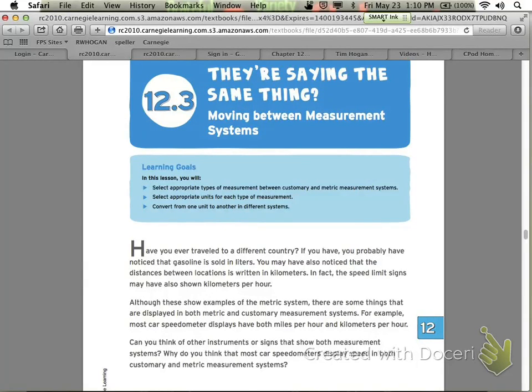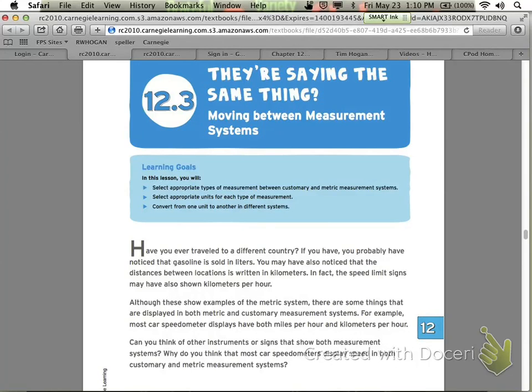Hey class, in 12.3 we will be moving between measurement systems. The learning targets that we will focus on will be selecting appropriate types of measurement between customary and metric measurement systems, selecting appropriate units for each type of measurement, and converting from one unit to another in different systems.